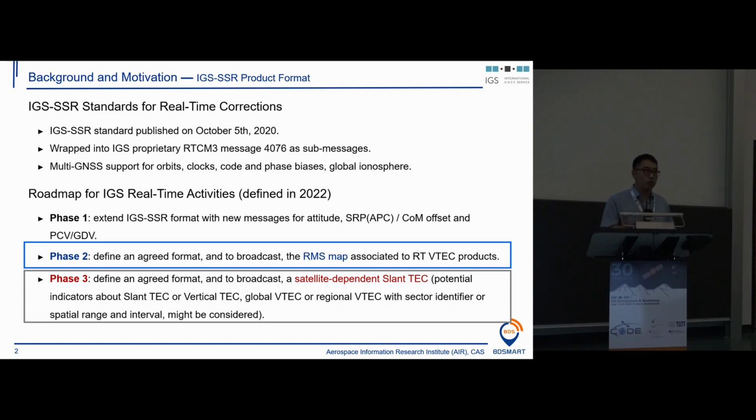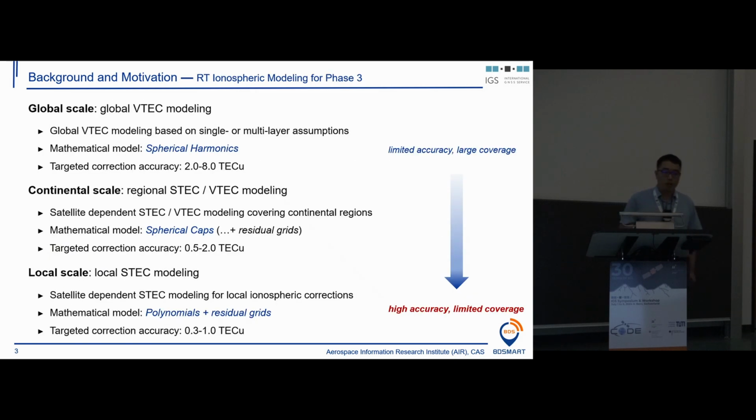For the follow-on PPP ambiguity solutions, to shorten the convergence of the PPP application, we would like to define satellite-based slant information to further shorten the convergence time of the real-time PPP. And outside, we have done some analysis work, especially first for phase 3 of the real-time activity.